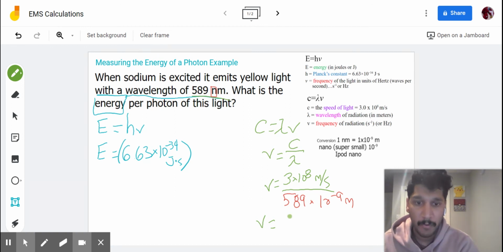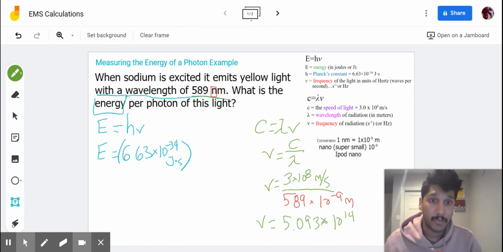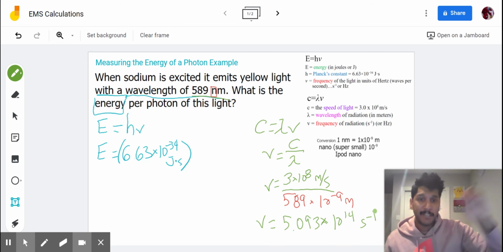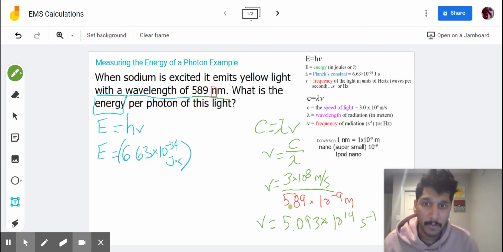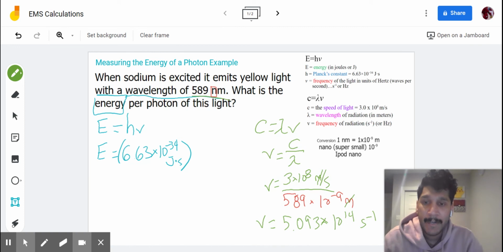So I'm going to get 5.093 times 10 to the 14th as my frequency. And if I want to look back at what my units for frequency are, it's per second or hertz. I'm just going to use per second. S to the negative 1 is just telling us that it's per second. That makes sense because our unit meters are going to cancel out, and we're going to be left with seconds at the bottom, right? So we see that it's slashed. All right, so if our problem was asking for frequency, hey, we're done.